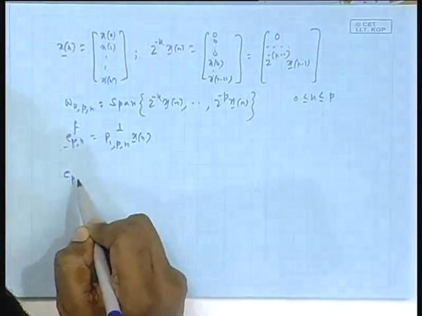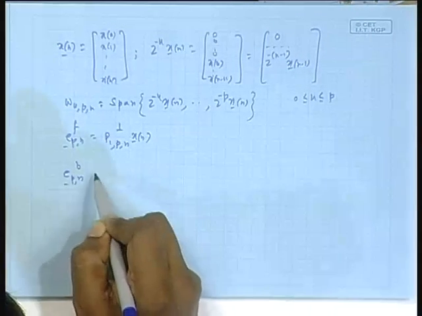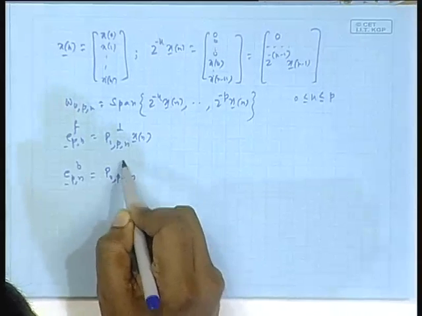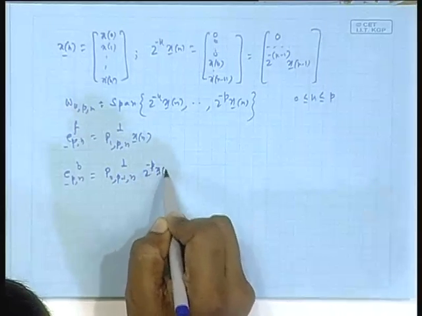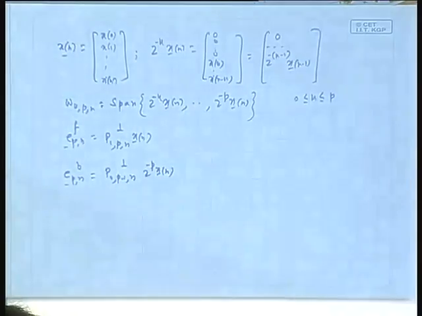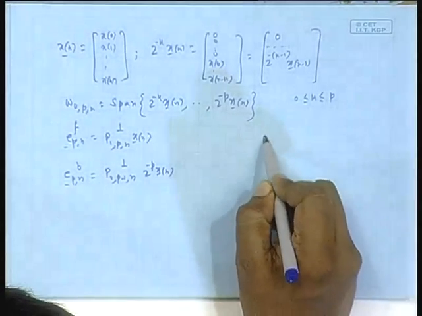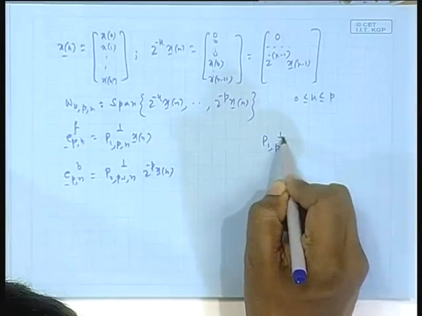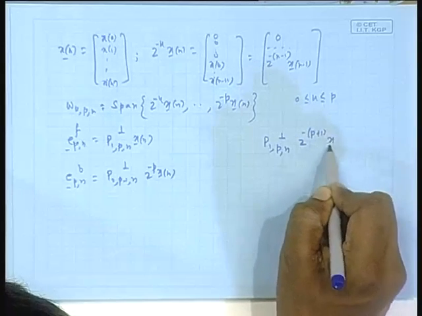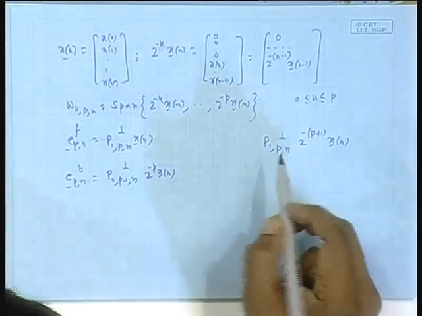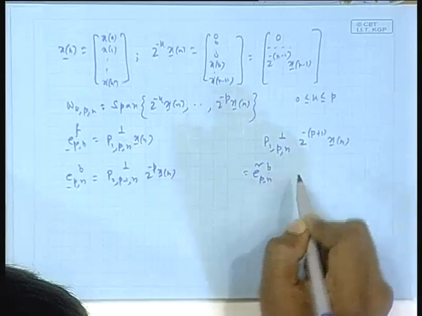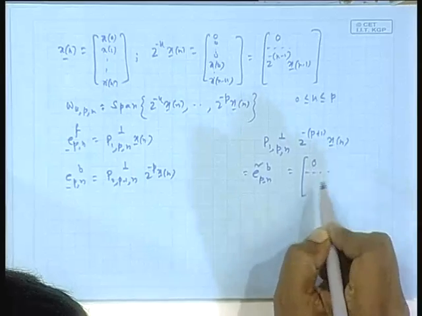Similarly, we had, okay, this is repetition. So, in this context, yesterday we came across one vector, p 1 p perpendicular, 1 p n perpendicular, z to the power minus p plus 1 x n. This we wrote as E tilde, and we said that this would be this.